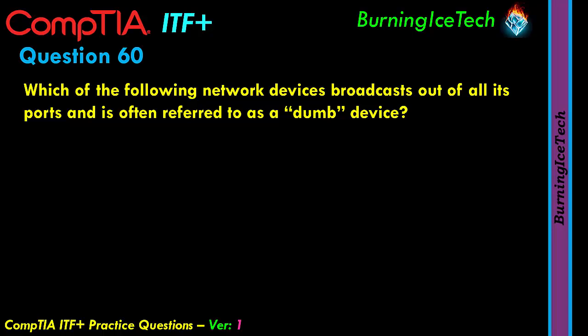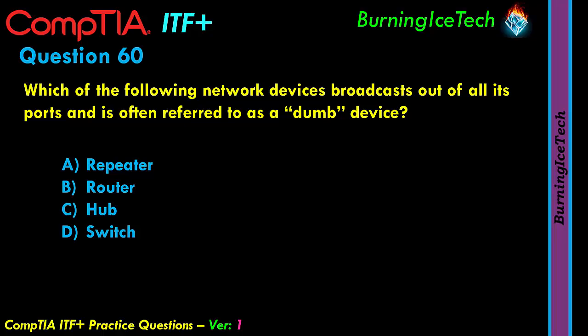Okay, so question 60, the last one. Which of the following network devices broadcasts out of all its ports and is often referred to as a dumb device? Is it a repeater? No, guys. A repeater is something we use to rebroadcast a signal, either wirelessly or for a cable. So if it's a network cable, like a LAN cable, they can normally go up to 100 meters. That's what the manual says, but in real life, we know it's only about 70 to 80 meters. So once that signal starts getting too weak, we'll plug it into a repeater, which is going to rebroadcast that signal, and you can go a little bit further.